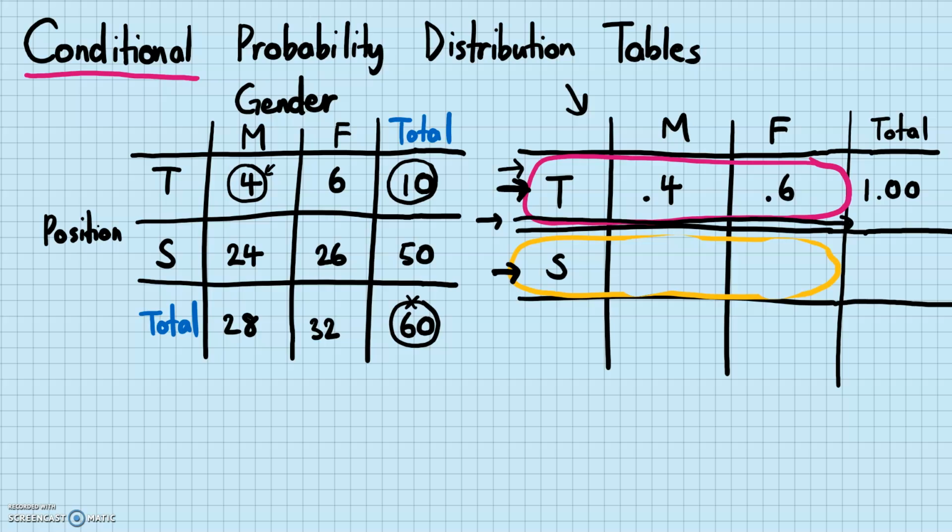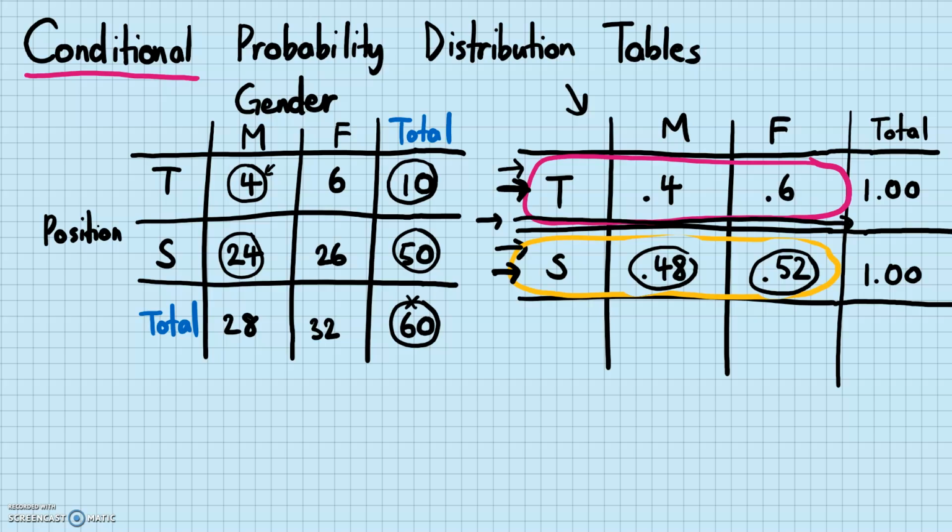And we can do the same thing for students. Instead of dividing by 60, we're doing 24 divided by 50, in which case we're going to get 0.48. And for females, we're doing 26 divided by 50, in which we're going to get 0.52. And again, if you add those two, you have to get 1. So what does this data tell you? If we're just looking at students, it means 48% of them are male and 52% of them are female.